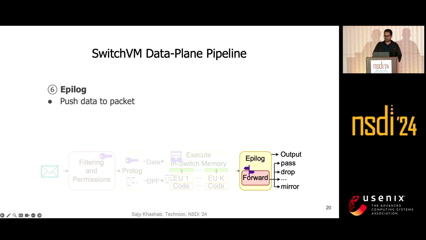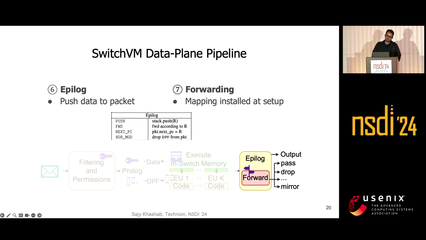Last step would be to return data back into the packet during the epilogue if needed, as well as apply any forwarding operations that the DPF might result with, as long as they're installed during the setup phase, which includes mapping from virtual to physical addresses. This way, the operator can control the forwarding operations and make sure that the tenant stays inside their own virtual network at all times.